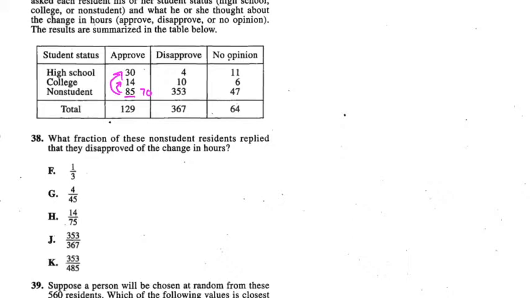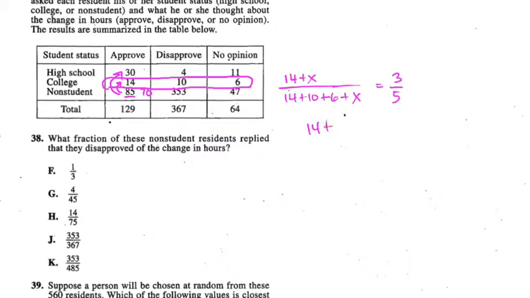Now, we don't know how many. We have to figure that out. Once we've added a certain number to the college students, they comprise 60% of all the college students. That means there were initially 14 that were counted, but we're going to add some number x, and that number in total over the new total, which is 14 plus 10 plus 6 plus x, has to be 60%, or let's just say 3 over 5. That's (14 plus x) over (30 plus x) equals 3 over 5.